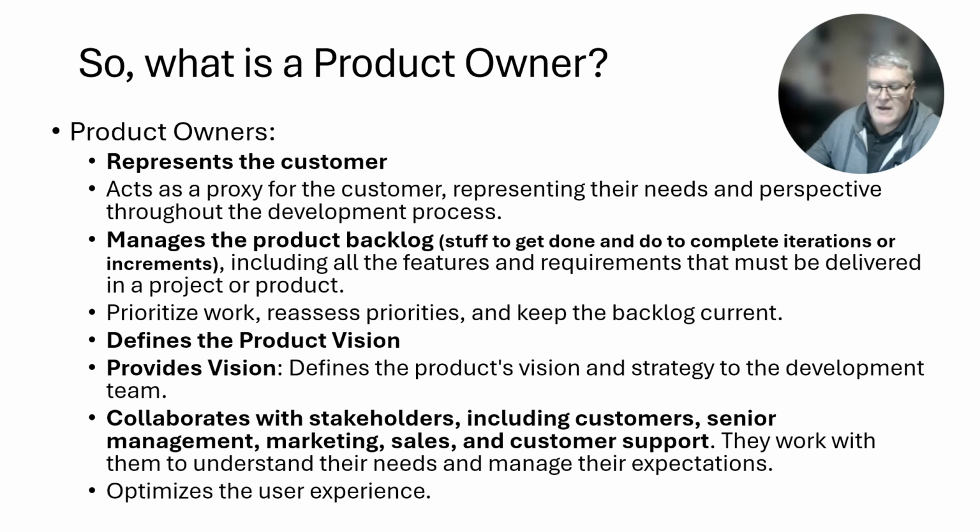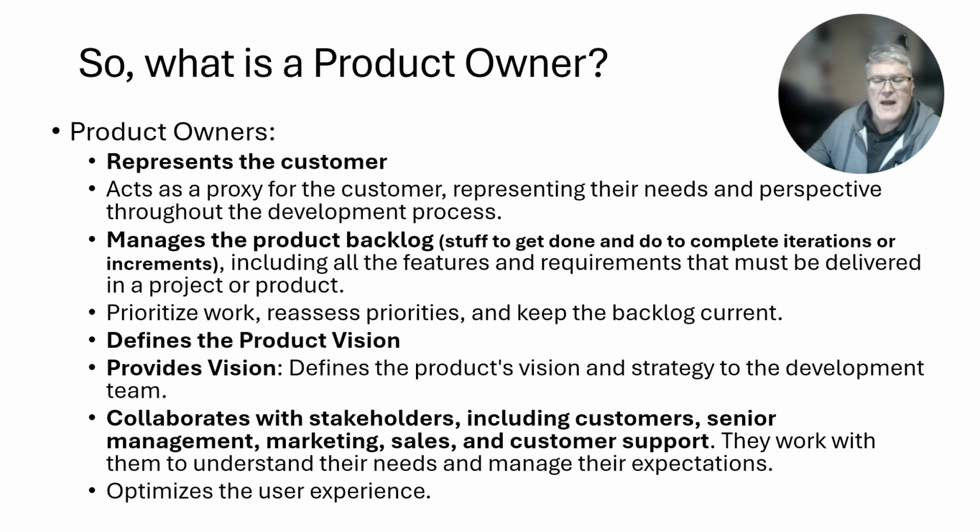As I said before, product backlogs generally go with agile project management, and that would be iterative or incremental type of projects. And the backlog is stuff that needs to get done to complete the iterations or increments. It's more or less a checklist of what we need to get done during that portion of the project. They prioritize work, they assess priorities, and they keep the backlog current.